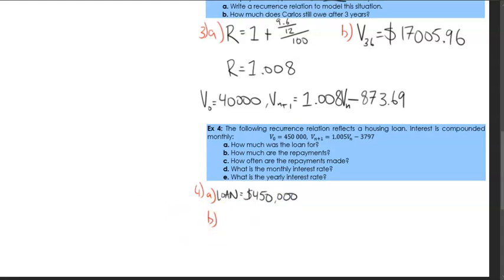How much are the repayments? Well, the repayments is that common difference that tags along at the end. So the repayments is just equal to $3,797. For C, how often are the repayments made? Well, the following recurrence relation in the house loan, interest is compounded monthly. So how often are the repayments made? Well, they're paid monthly because it's monthly repayments.